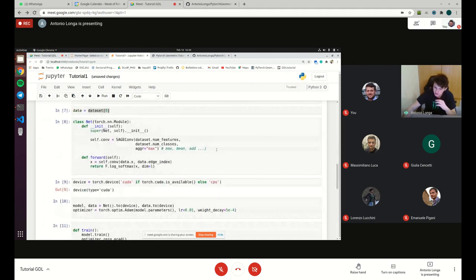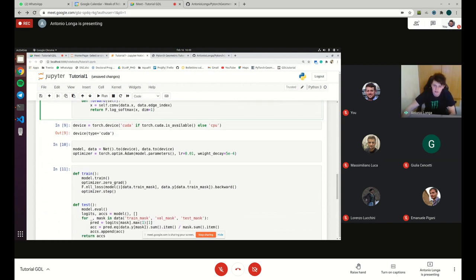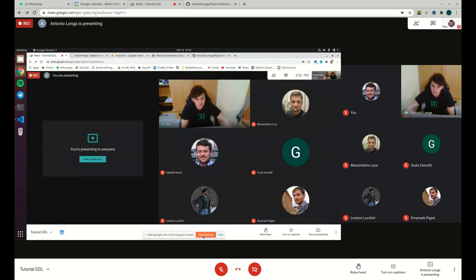Because really the model is really simple. We don't have dropout, we don't have linear layers, we don't have almost anything. And that's all. I really wanted just to show you the basics and present this idea to work together and learn together PyTorch Geometric. Does anyone have any questions?